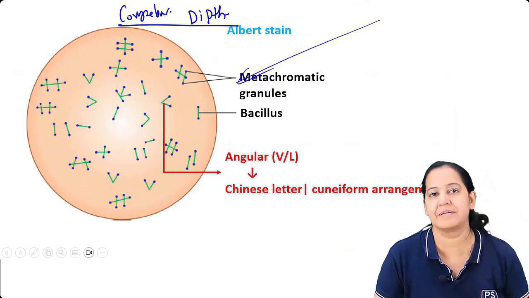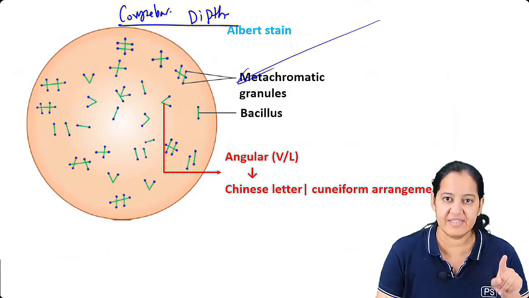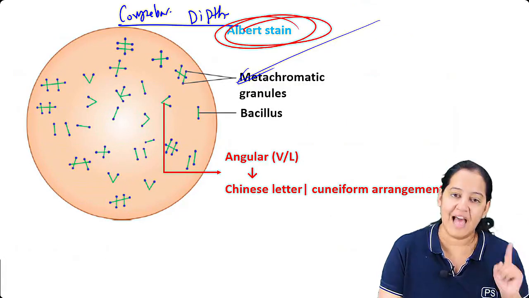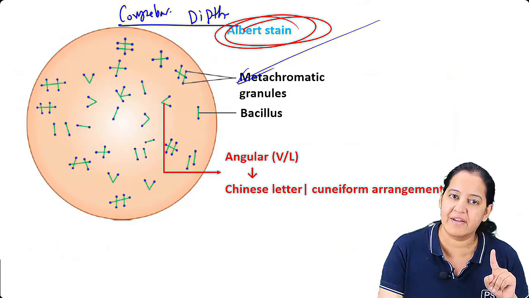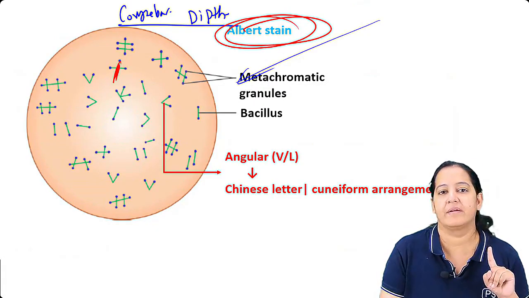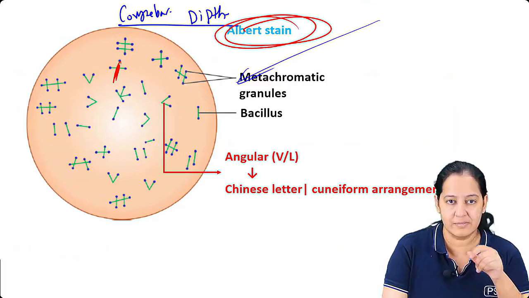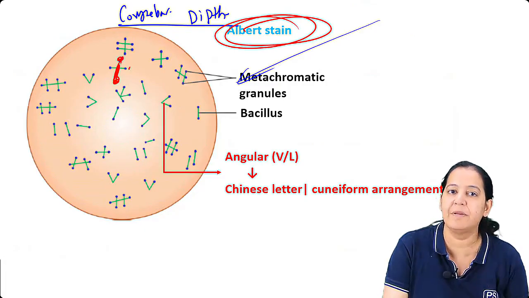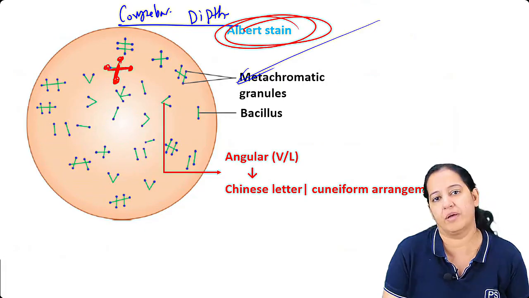So this is Albert stain. First identify which stain. In the Albert stain, what is the color of the bacteria? Green color. The bacteria is green. And what is the color of the granules? The granules are dark blue in color.